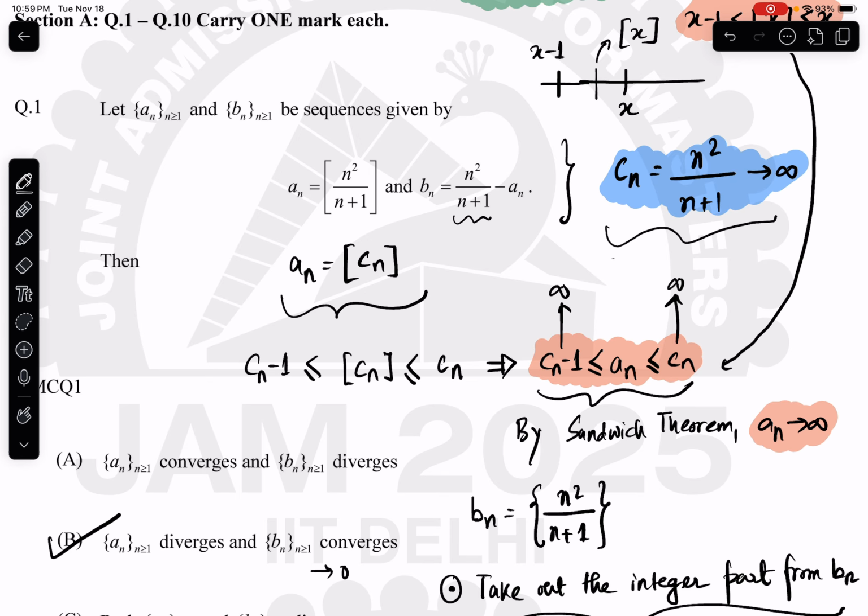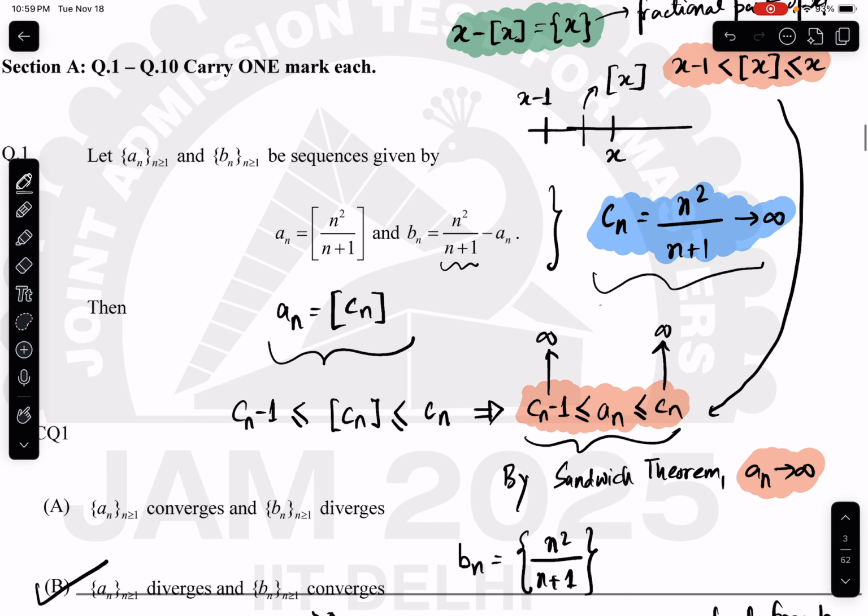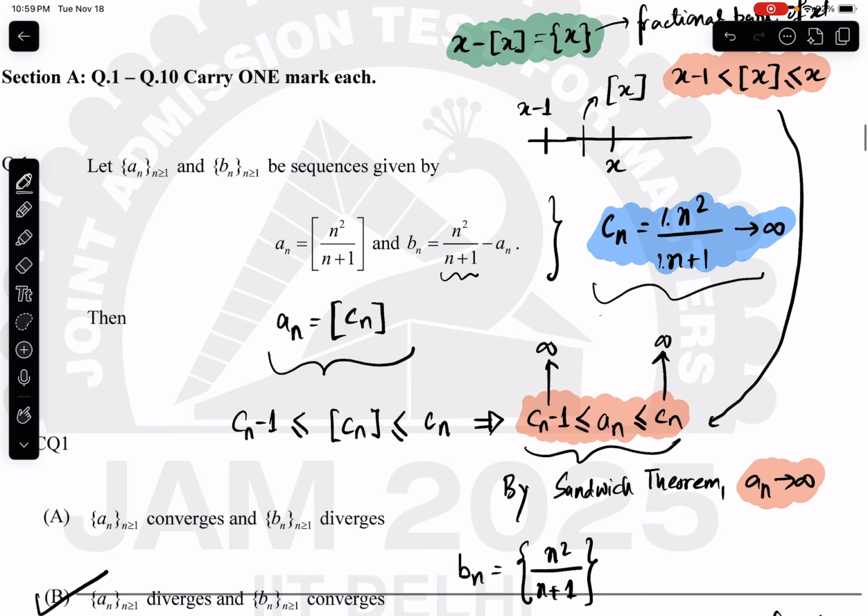Now observe that we are required to find the convergence of both a_n and b_n, and it is dependent on c_n. So let's first understand where c_n converges to. c_n converges to infinity, because the numerator is a quadratic with positive coefficient and the denominator is a linear with a positive coefficient, so it goes to infinity. Now the question is how do we proceed to solve this problem?